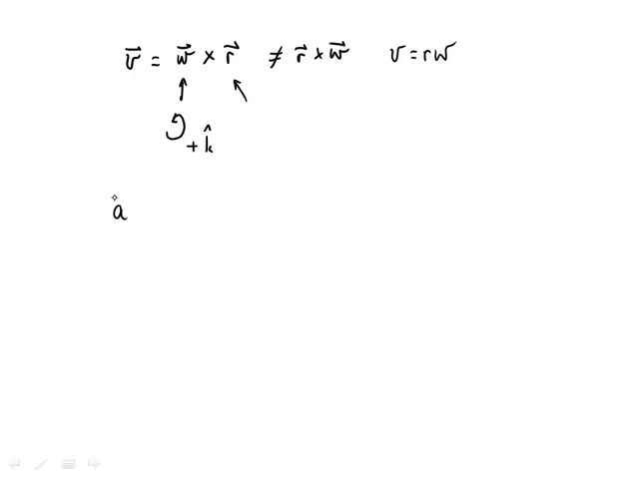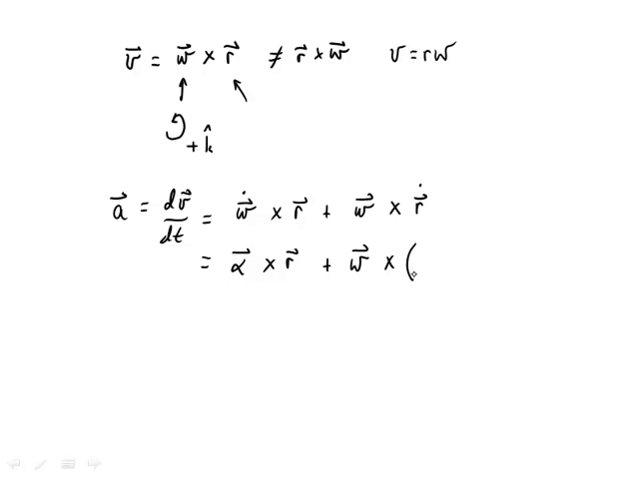Acceleration, though, is really interesting. Acceleration is the derivative of velocity with respect to time. And so I have to use the product rule. So that's the derivative of the first, which is omega dot, crossed with r, plus this first, omega, crossed with r dot. But omega dot is just alpha, the angular acceleration. Cross that with r. And then r dot, and the parentheses here are very important, r dot is just velocity right here. So that's equal to omega cross (omega cross r). And the reason the parentheses are important is that this is not the same as (omega cross omega) cross r.